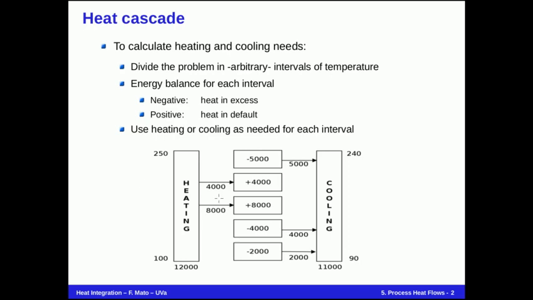As you can see here, the total needs for heating are 12,000 kilowatts or whatever, and the total need for cooling is 11,000.